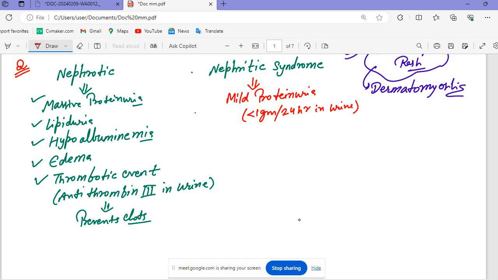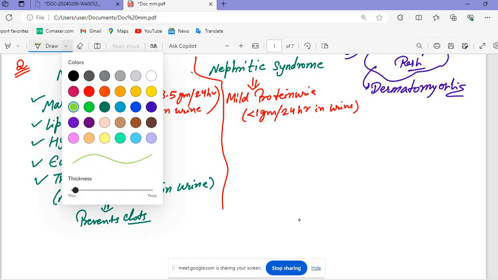Also remember the value of nephrotic syndrome proteinuria as well. More than 3.5 gram per 24 hours in urine. That is massive proteinuria, the nephrotic syndrome. In the nephritic syndrome, what we will see? We will see the mild proteinuria.